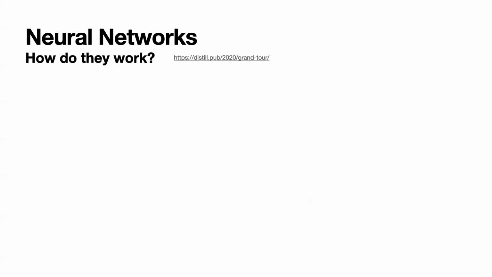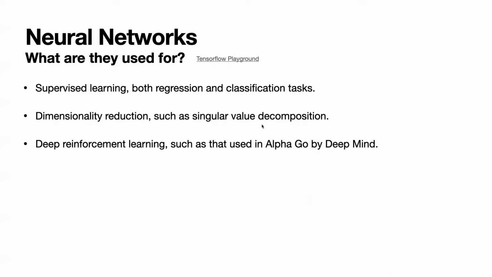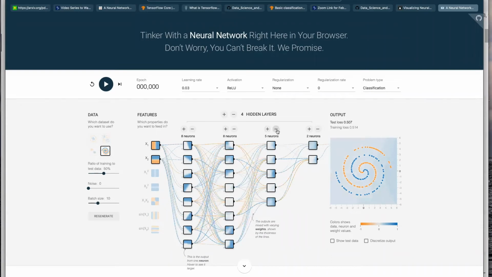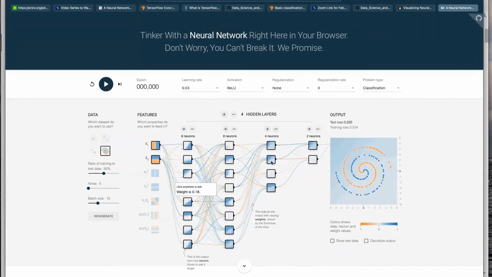Okay. So how do they work? Oh, before I do that, let me show you this link here. TensorFlow Playground is this thing, and this is a neural network, right? So these are the layers. It's kind of arbitrary. You can add nodes and layers. You can even add more hidden layers. But we have input and we have output.